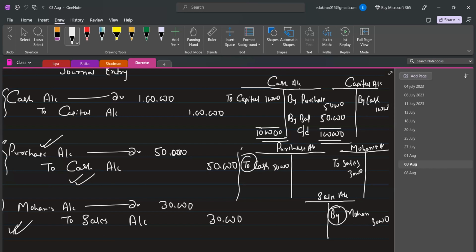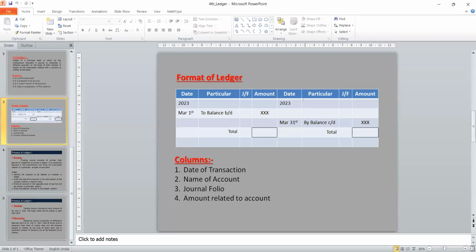Actually, I have created a shortcut format. This is a short format, you can say the T-shaped format, but actually we have to prepare the format like this. Okay, so for every account we have to prepare a format like this. And on the basis of transactions to be transferred to a specific account, we have to prepare the format as a large format or small format. You can give 4 to 5 lines in a small format and 10 to 12 lines in a large format.